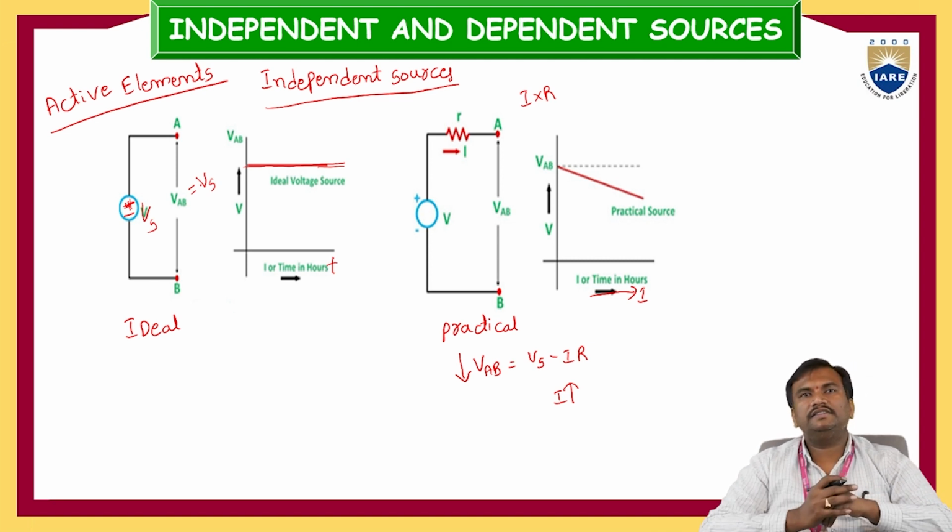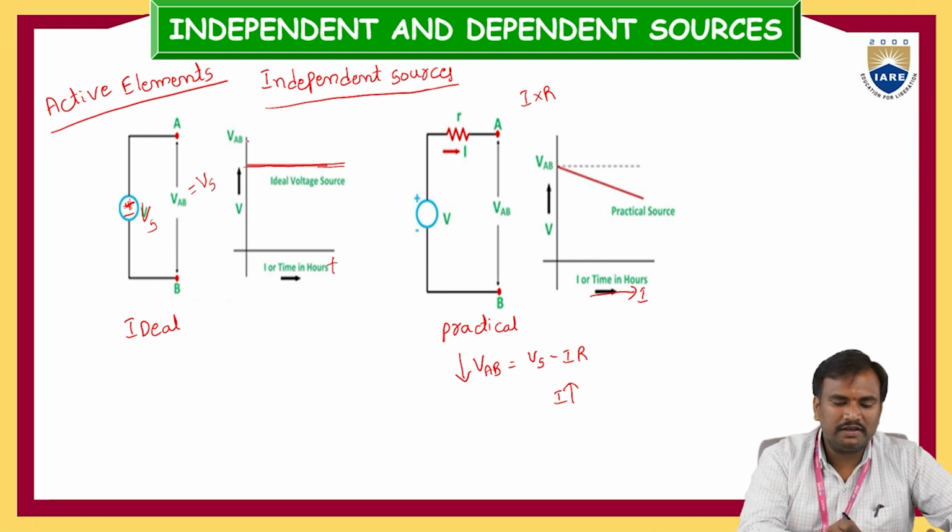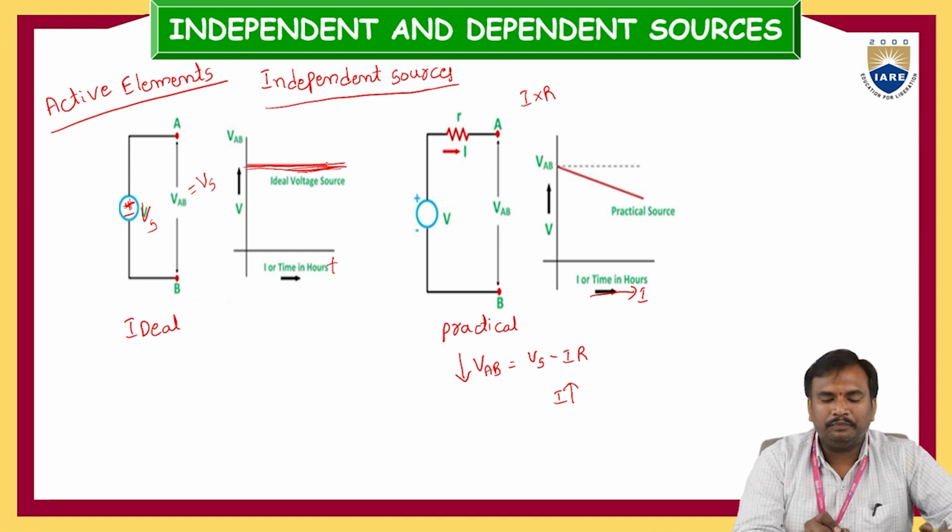That is nothing but at any instant of time, the voltage will not vary, or there is no voltage drop in the circuit. Then that is called an ideal voltage source. And here you can see the characteristics. This is the characteristic which is not changing at any time. That is a constant value.